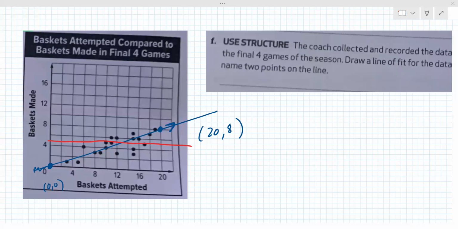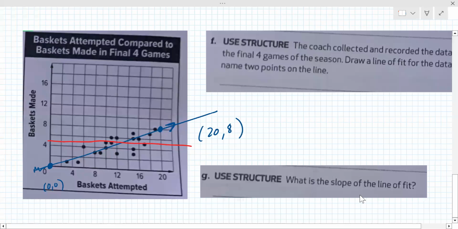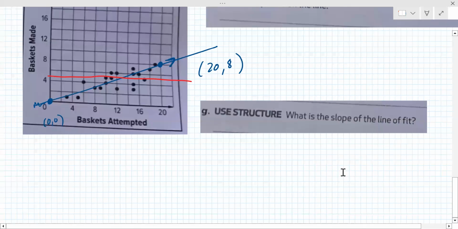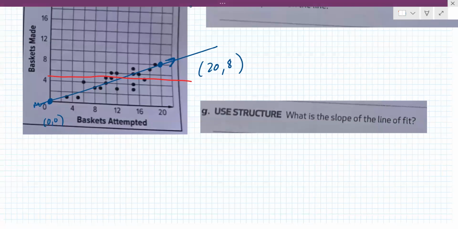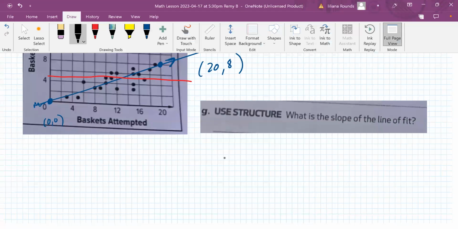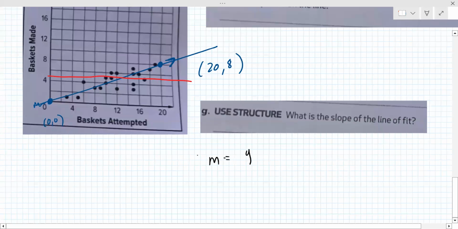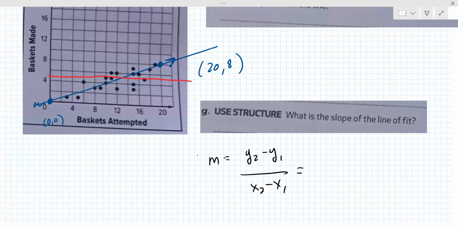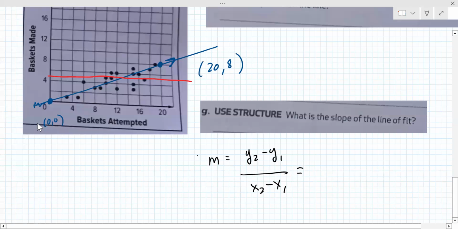All right, part G is the slope. The slope here is the rise over the run. You can also use the slope formula here. Slope is y2 minus y1 over x2 minus x1. First, you've got the ordered pair here and the ordered pair here. We'll use that to calculate the slope for us, please.